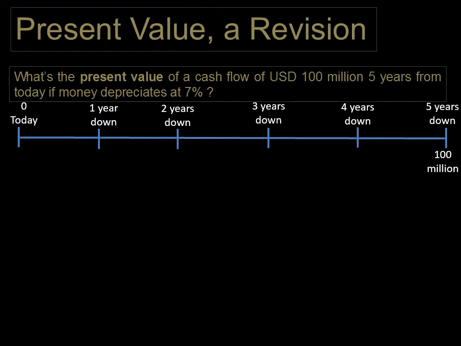Well, that's the timeline. I have 100 million coming in after 5 years. 7% is the discounting rate or the depreciation rate or inflation or cost of capital or required return. Throughout this presentation, I'm going to be using these terms interchangeably. Feel free to rewind and go through these terms again. I'm not repeating them.